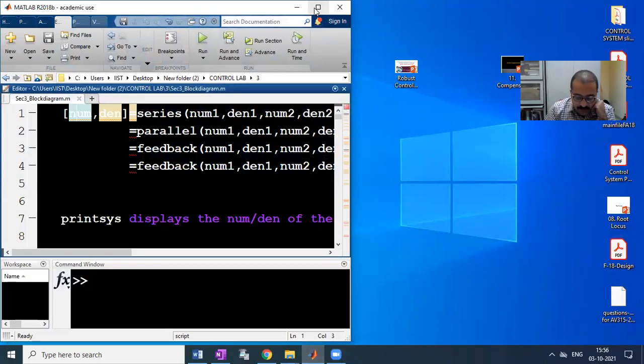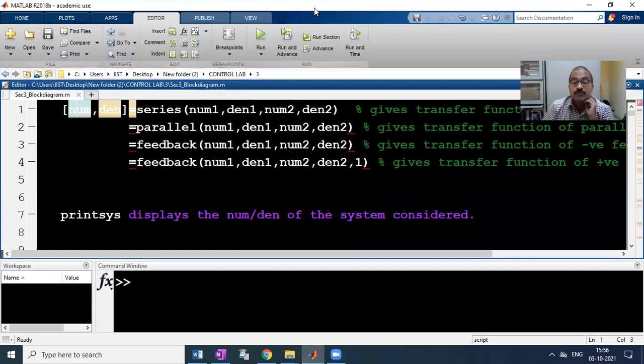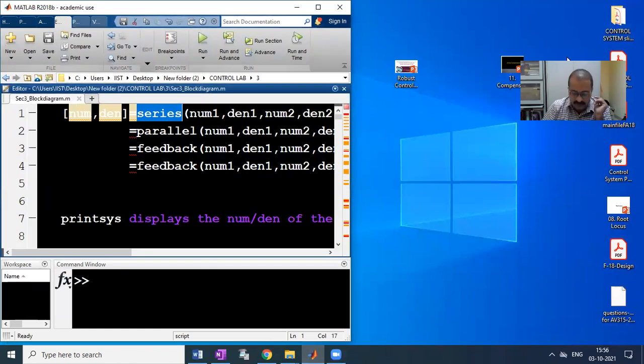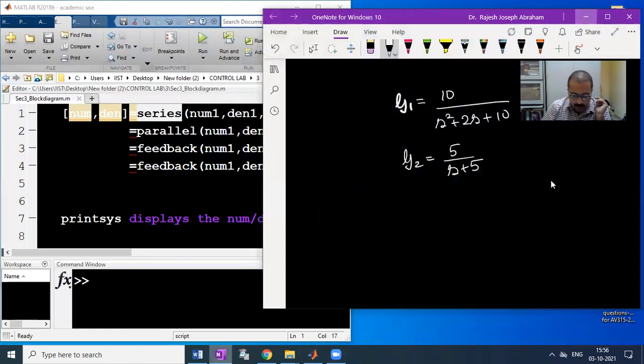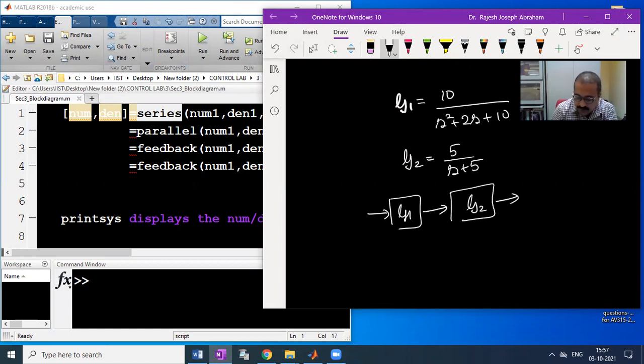Before we go into details, I would like to introduce a few MATLAB commands that we use for block diagram reduction. The first one is called series. Suppose you have two blocks in series. What do we mean by series? Series means the output of one block forms the entire input to the second block. This is called a series, or cascade, configuration, if you remember. The output of G1 forms the entire input of the second block.